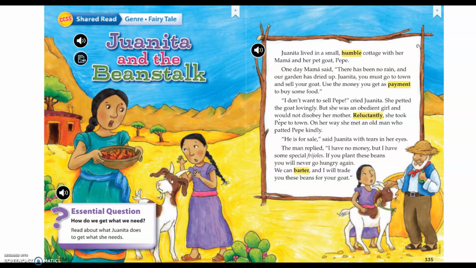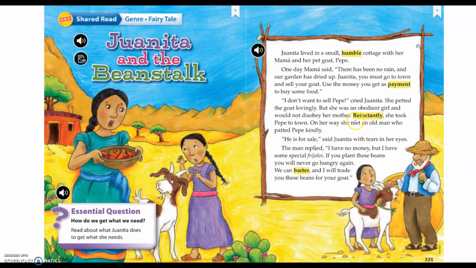Juanita lived in a small, humble cottage with her mama and her pet goat, Pepe. One day, Mama said, "There's been no rain and our garden has dried up. Juanita, you must go to town and sell your goat. Use the money you get as payment to buy some food." "I don't want to sell Pepe," cried Juanita. She petted the goat lovingly, but she was an obedient girl and would not disobey her mother. Reluctantly, she took Pepe to town. On her way, she met an old man who patted Pepe kindly.